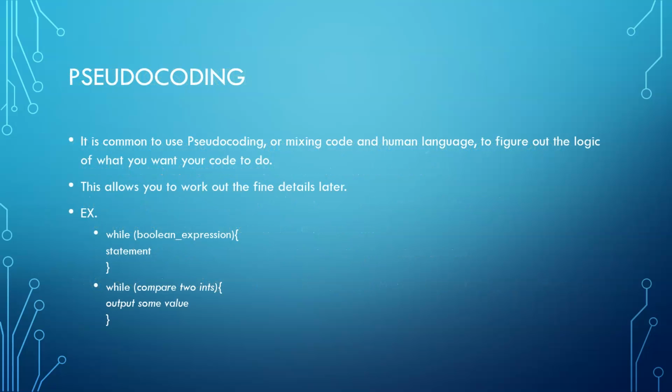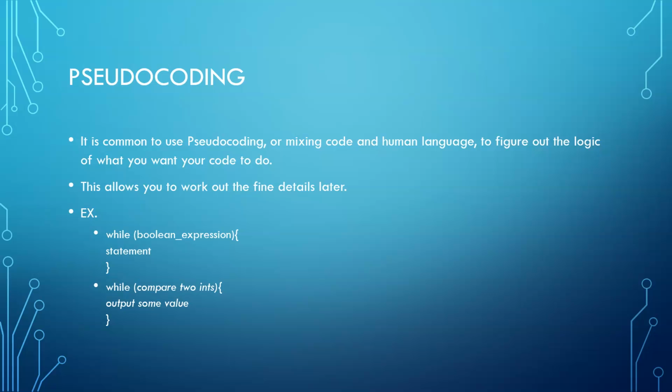Pseudocoding is very common. It happens all the time. I've used it, and I know other people that use it all the time because it's great to help you brainstorm. It allows you to mix code and human language in order to figure out the logic of what you want your code to do. In other words, you're not going to necessarily put semicolons or curly brackets. You're just going to write out what you generally want the program to do. The advantage of this is it allows us to work out the fine details. We try to look at this for big picture stuff.